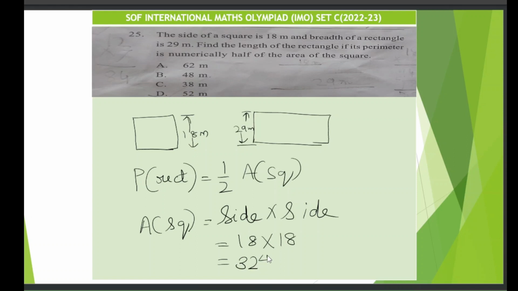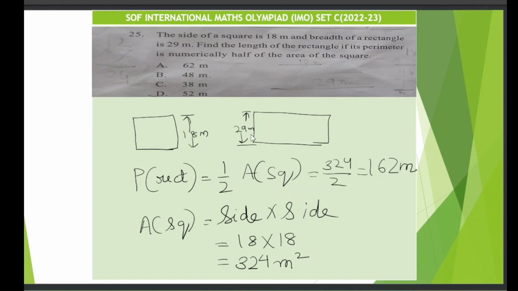Side into side means 18 into 18, because 18 is the magnitude of the side. So 18 into 18 is 324. You can calculate if you do not know. 324 meter square because this is area, the unit will be meter square. So half of it will be the perimeter. So half of 324, divided by 2, is 162. 162 meter is the perimeter of the rectangle.